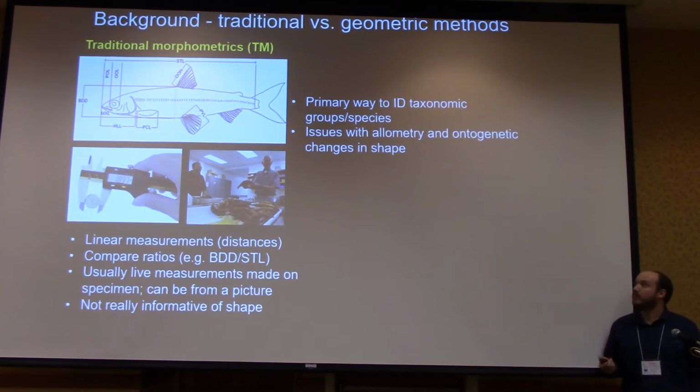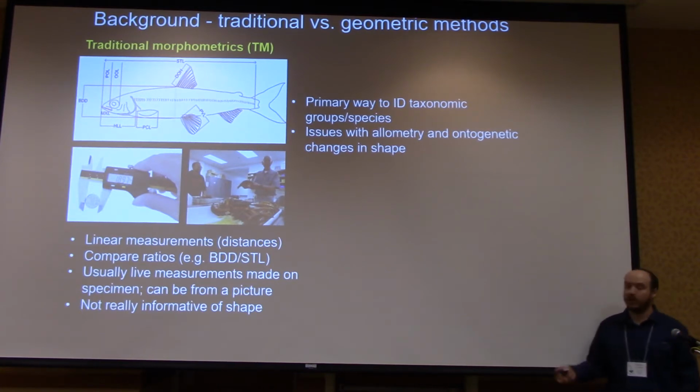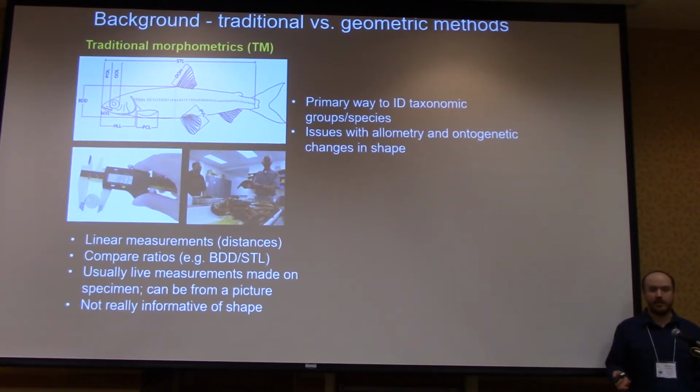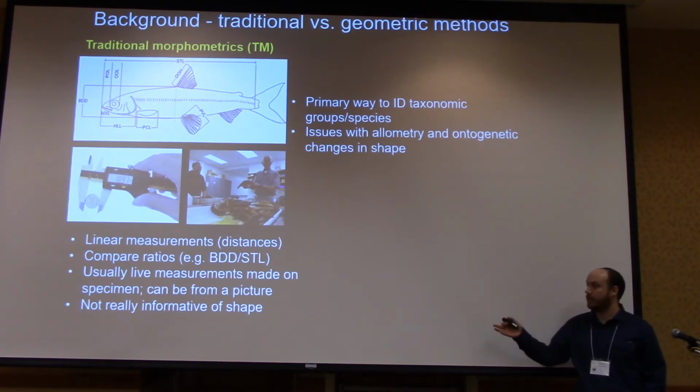Okay, so for background, I'm going to refer to traditional morphometrics as linear measurements, and these are historically what's been used to separate species. You saw in the last talk, the key was based on morphometrics. These are linear measurements, and the way to standardize them to account for some of the allometric and size effects is to take them as a ratio.